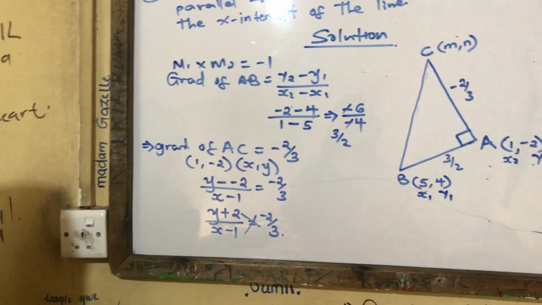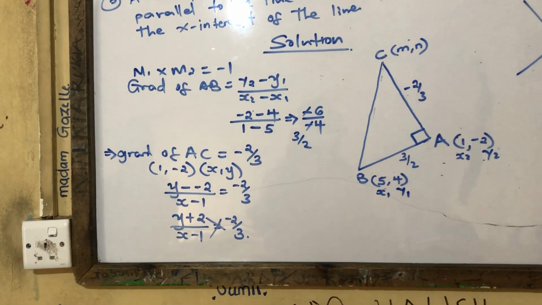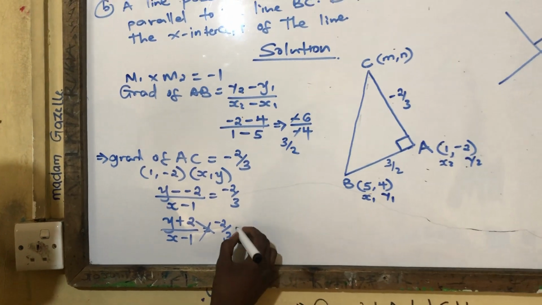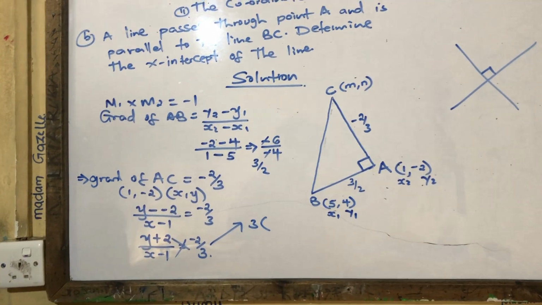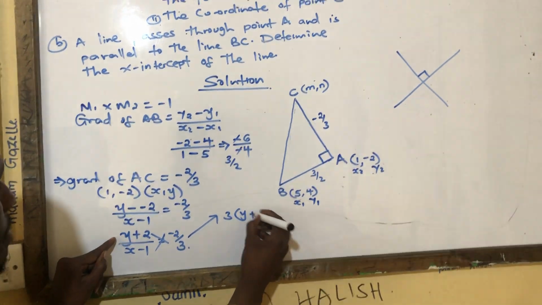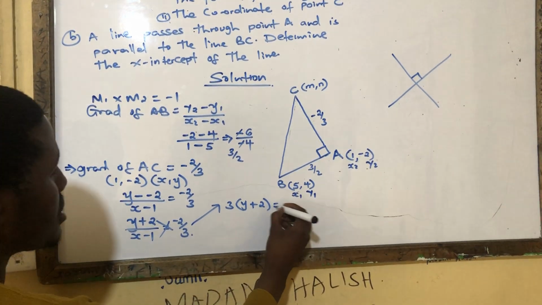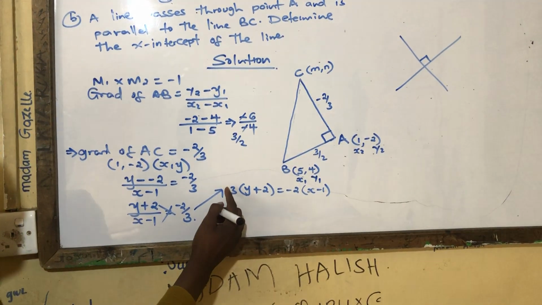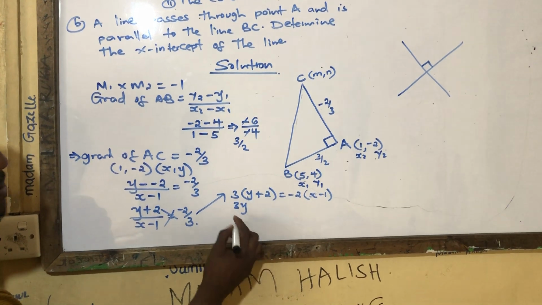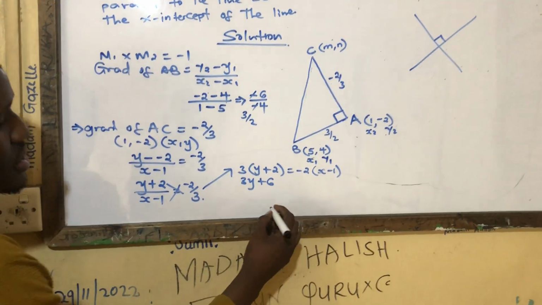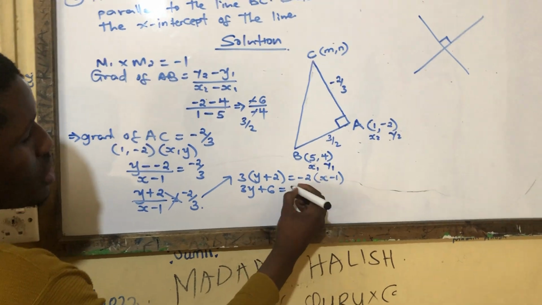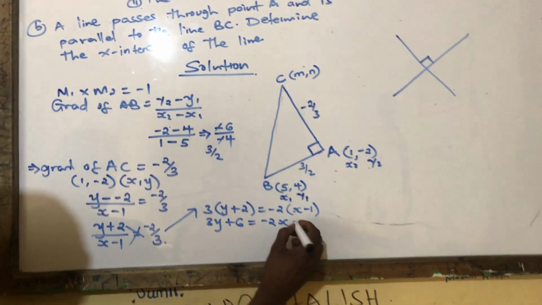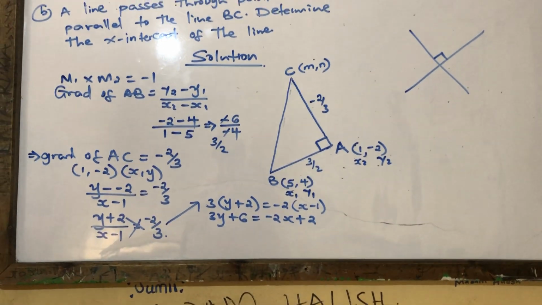We will then cross multiply. So what will we have? 3 will be multiplied by y plus 2. Then negative 2 we will multiply by x minus 1. 3 times y would give me 3y. 3 times 2 would give me 6. Negative 2 times x will give me negative 2x. Then a negative times a negative should give us a positive.